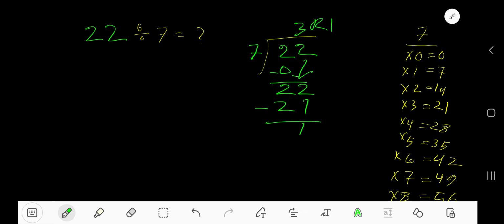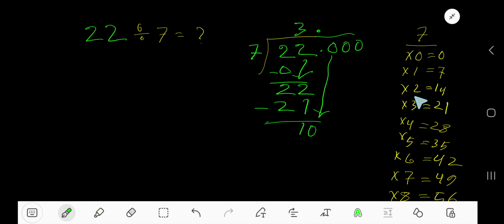3 remainder 1. But if you want to write your answer in decimal form, then you need to convert this whole number 22 into a decimal number. Add a decimal and then you can add any number of 0s. Bring down the first 0, but before the 0 there is a decimal. The decimal must come to the quotient directly.